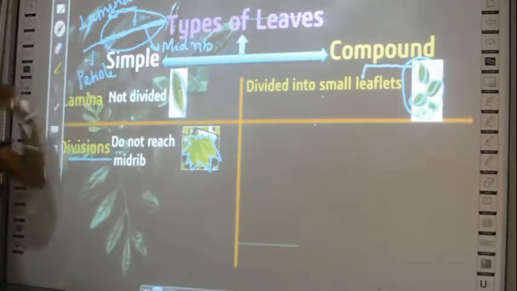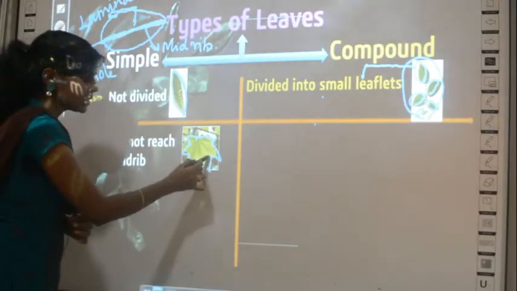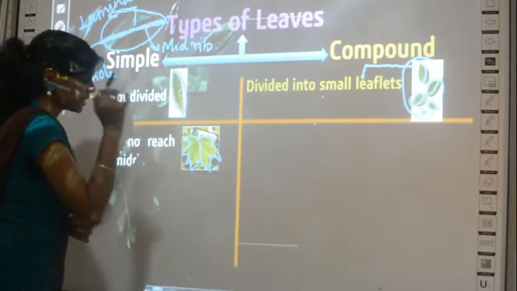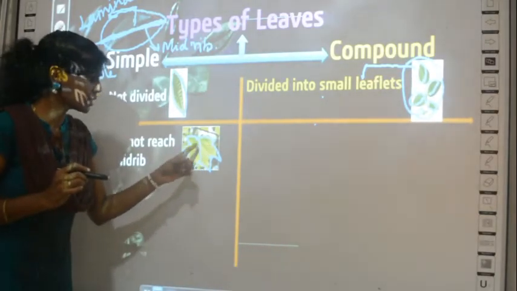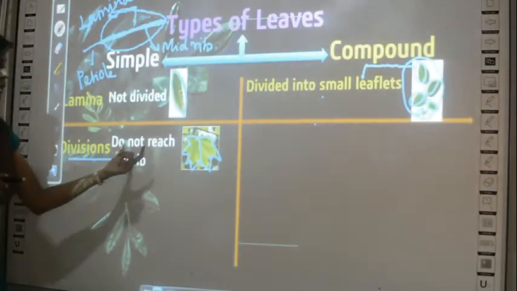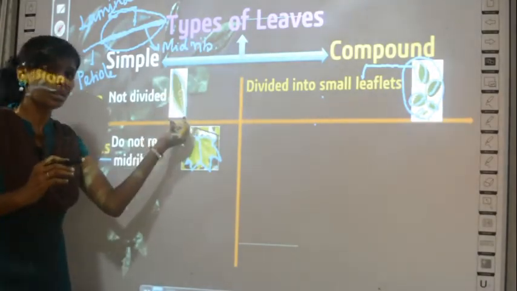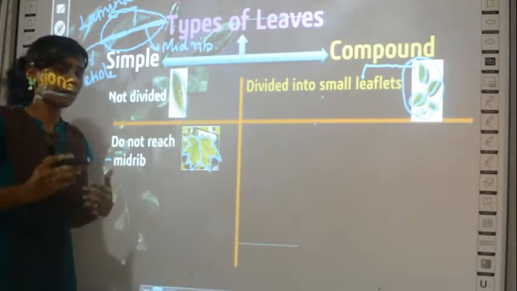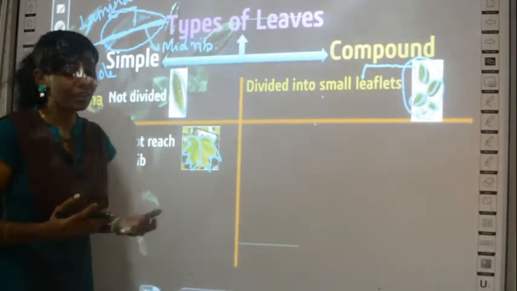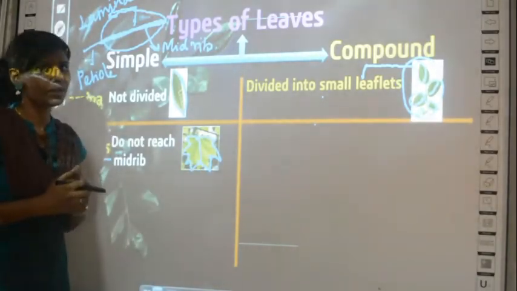Okay, so this is the midrib. There are divisions in the leaf, but this division is not reaching this area. Where is the midrib in this leaf? It is here, no? So do these divisions reach the midrib? No. In a simple leaf, even if there are divisions, generally it is smooth in nature without any division. But sometimes, like in the grape leaf, it is divided, but even if it is divided, it will not touch the midrib, it will not reach the midrib.